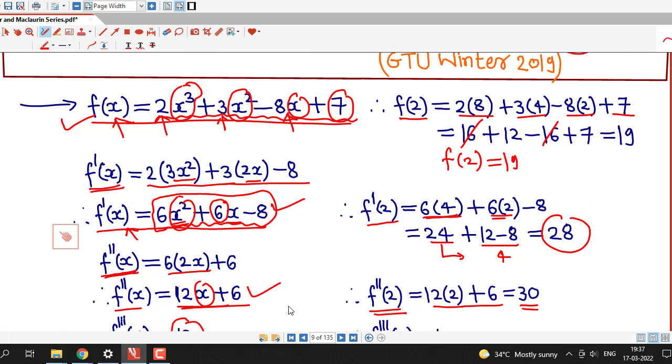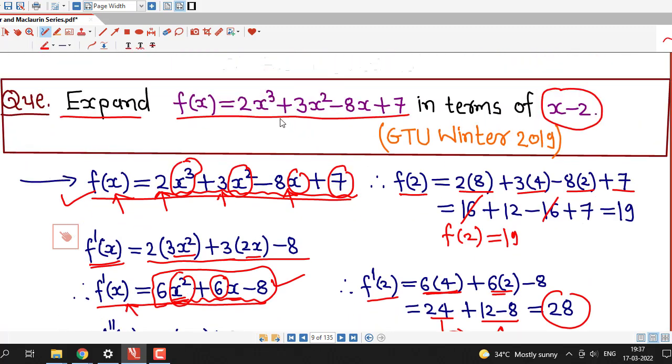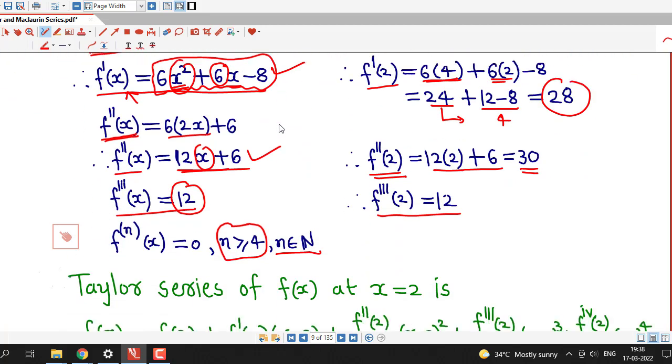So whenever we have a polynomial function of some degree, here we have a polynomial function of degree 3, therefore all the derivatives of order 4 or greater than 4 are 0. So if we have an nth degree polynomial, then all the derivatives of order greater than n will be 0. So whenever we have a polynomial function, we will have a finite number of terms in the Taylor series of the polynomial function.